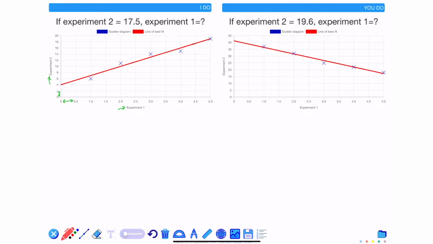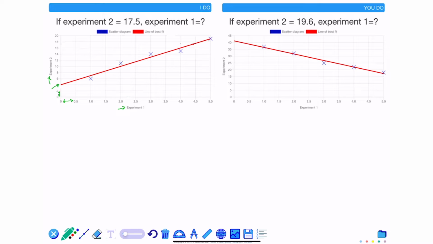One of the things we can also see is that as experiment 1 is increasing, experiment 2 is increasing as well. This scatter graph shows a positive correlation, and a line of best fit has been drawn through my scatter graph. The line of best fit in this case starts at 4 and best fits the trend of the data.